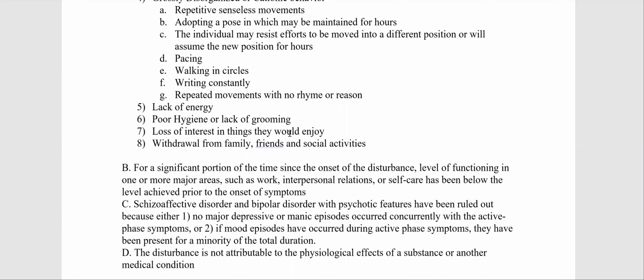So, to give you a quick review of that schizophrenia spectrum: brief psychotic disorder, 30 days or less; schizophreniform, more than a month but less than 6 months; and schizophrenia, 6 months or longer. So there's not a whole lot of difference between the schizophrenia spectrum disorders, but the length of time.